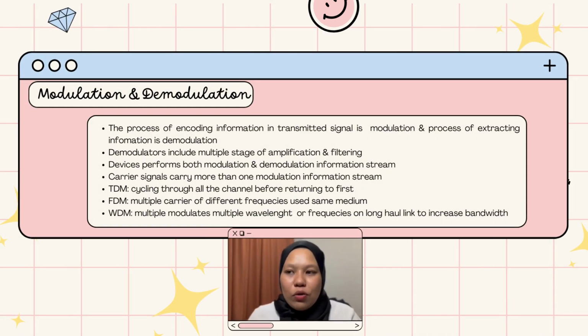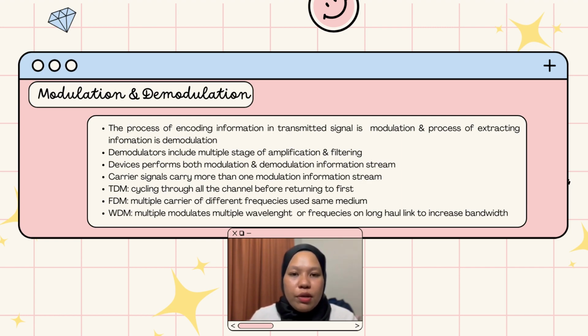Now let's talk about modulation and demodulation. Modulation is a process of encoding information in a transmitted signal. And demodulation is a process of extracting information. A demodulator also includes multiple stages of amplification and filtering. A carrier signal can also carry more than one information stream, and more than one modulation of information stream.